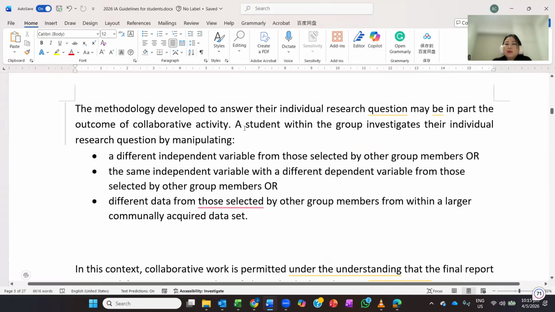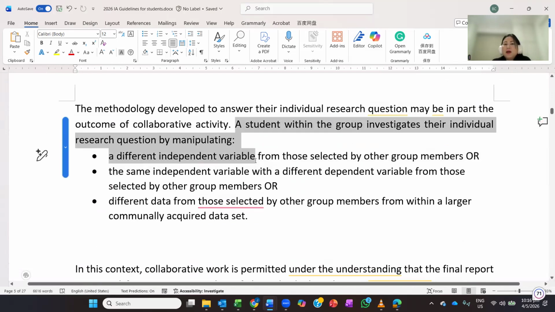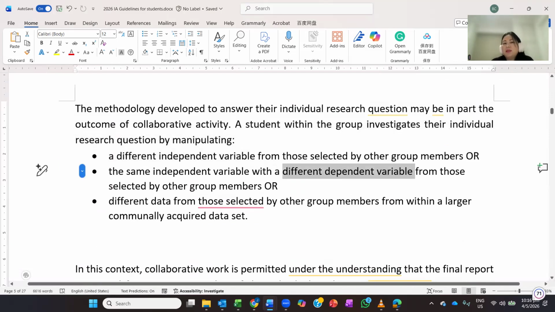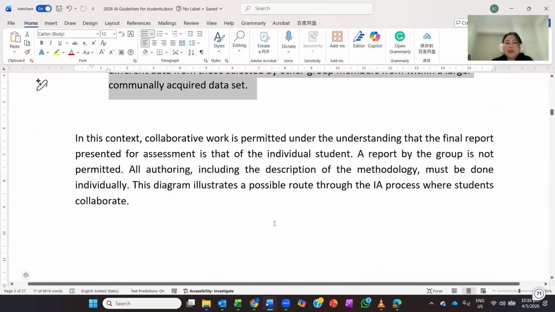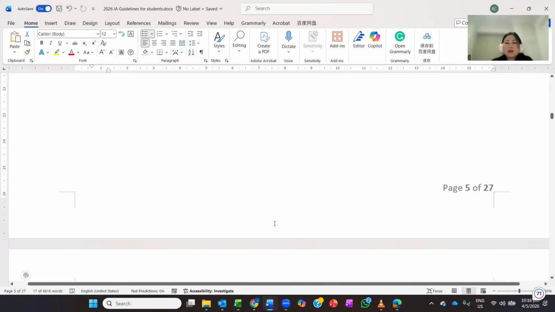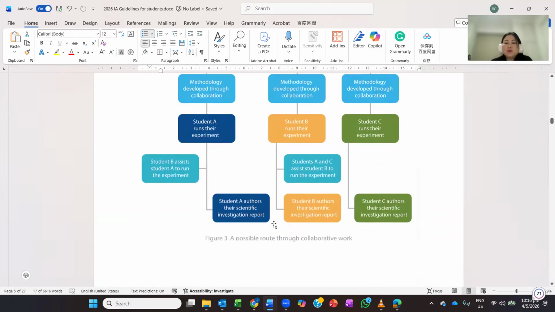Okay, so you see here, they mentioned that if you are in a group, you must have a different independent variable. You can have the same independent variable, but then you must have a different dependent variable. So basically, to summarize, you must have different data. So you might as well do it on your own then, okay?